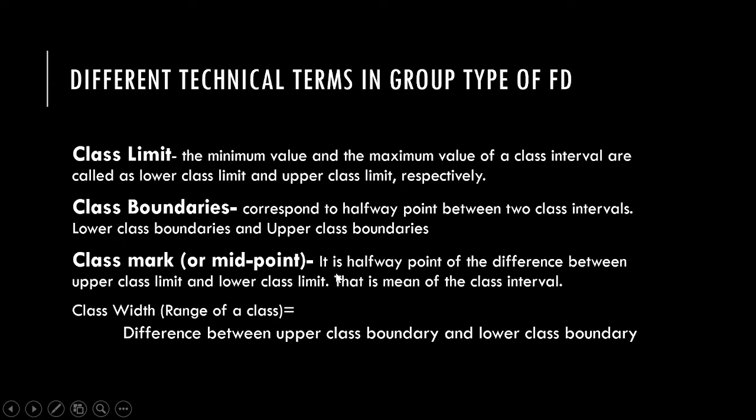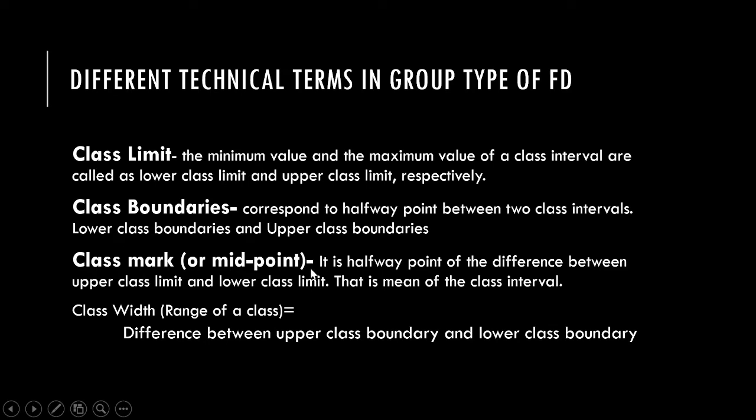Class limit is the minimum value and the maximum value of a class interval, which can be called the lower class limit and upper class limit respectively. A class may have class boundaries, and this class boundary corresponds to the halfway point between two class intervals. Like lower class limit and upper class limit, there are lower class boundaries and upper class boundaries.